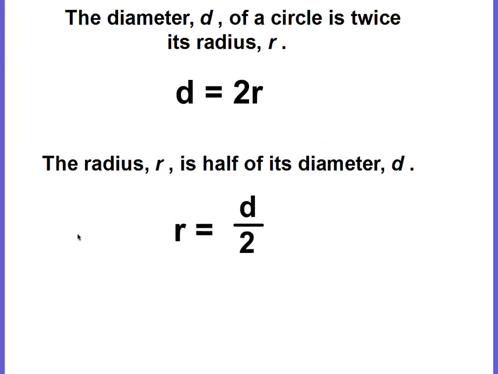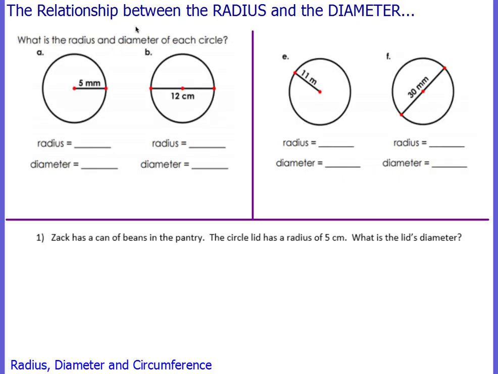The diameter, which is denoted by the lowercase letter d, of a circle is twice its radius, which is r. So there's a little formula to find the diameter. If you know the radius and you want to find the diameter, you just multiply the radius by 2. d equals 2 times r, 2r. On the other hand, the radius, r, is half of its diameter, d. So if you know the diameter and you want to find the radius, you're just going to divide it by 2. Pretty simple, right?